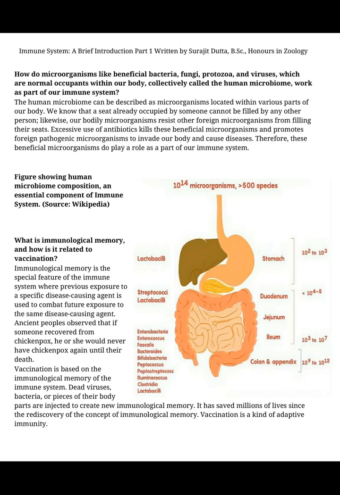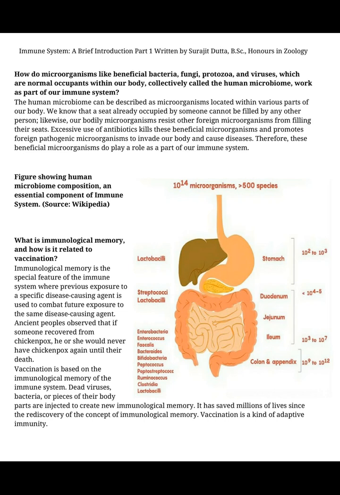How do microorganisms, like beneficial bacteria, fungi, protozoa, and viruses, which are normal occupants within our body, collectively called the human microbiome, work as part of our immune system? The human microbiome can be described as microorganisms located within various parts of our body. We know that a seat already occupied by someone cannot be filled by any other person. Likewise, our bodily microorganisms resist other foreign microorganisms from filling their seats. Excessive use of antibiotics kills these beneficial microorganisms and promotes foreign pathogenic microorganisms to invade our body and cause diseases.